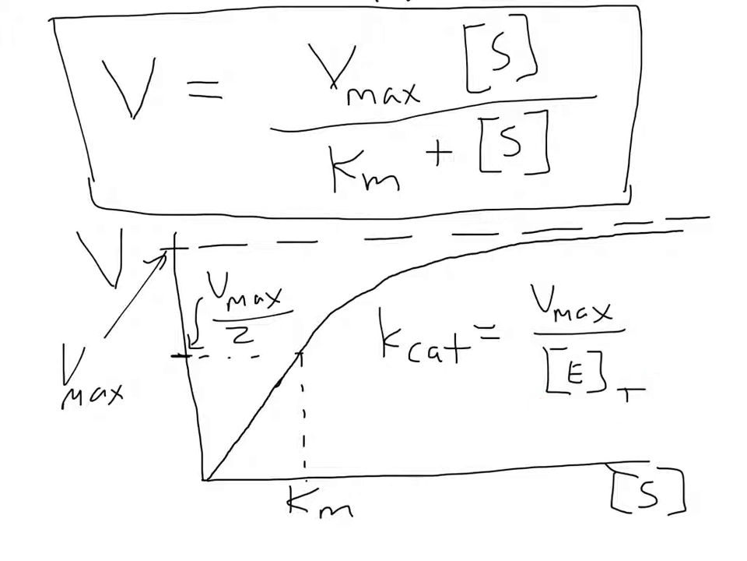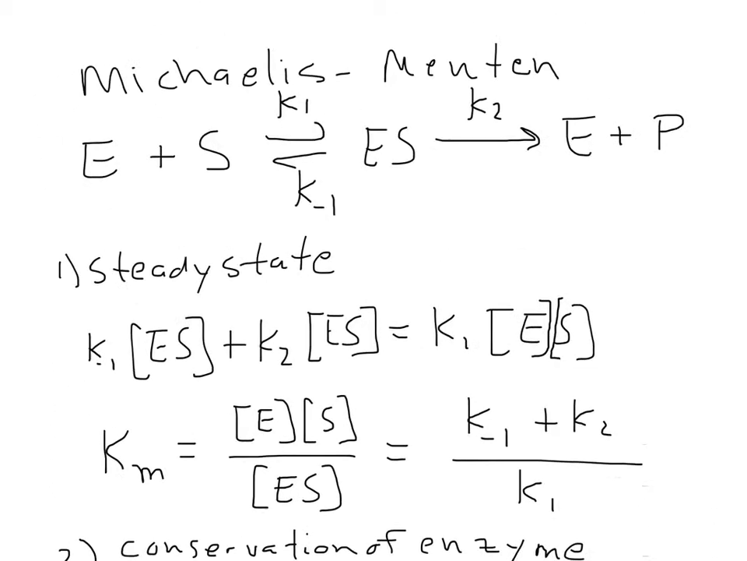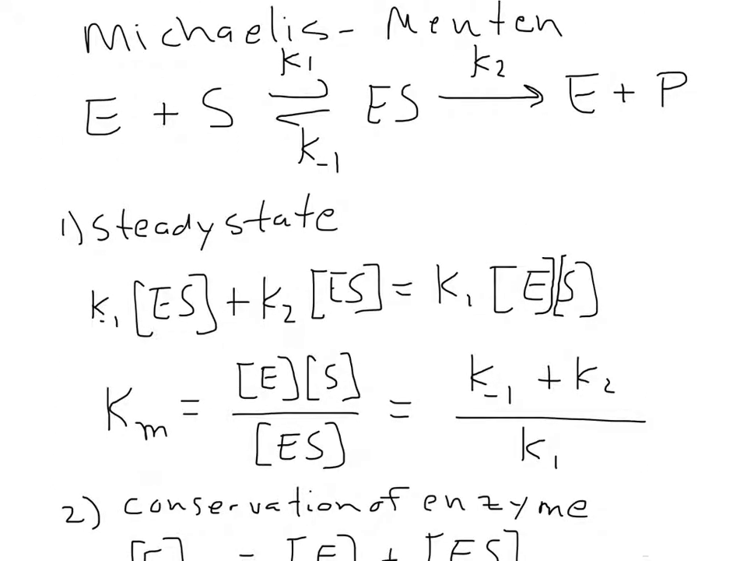Now I'm going to go back to the original model here and point out, in the case of this simplistic model, the kcat is equal to K2. All right? So for this Michaelis-Menten model, K2 is equal to the kcat, and sure enough, it does have units of inverse second.